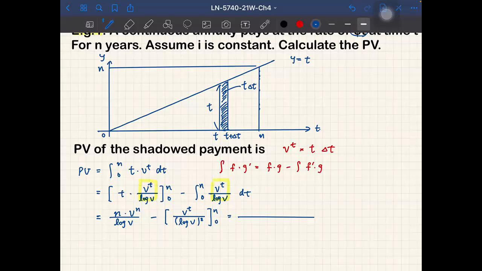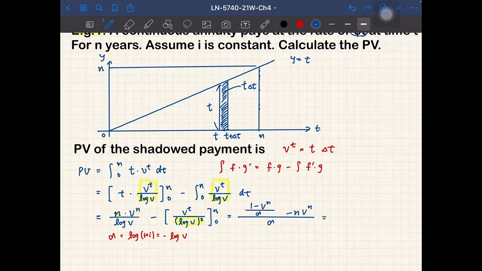We use the notation delta. Delta is equal to the log of 1 plus i, so that is the negative of log of v. So log of v is negative delta. So we have negative n times v to the n's power over delta, and the negative of v to the n's power over the square of log of v, that is delta squared. If you plug in n and 0, v to the n's power minus 1, and with the negative sign, we have 1 minus v to the n's power.